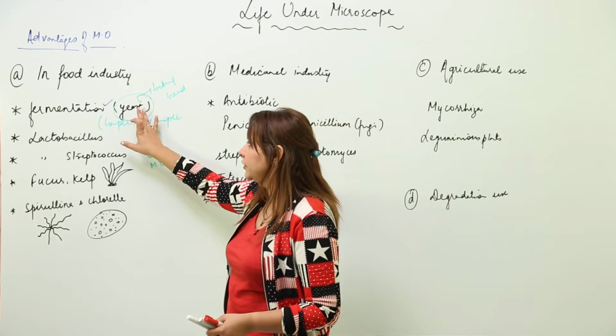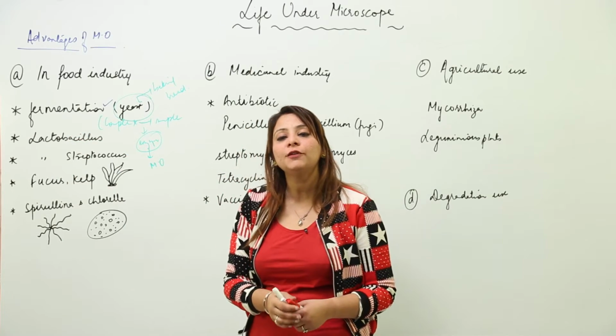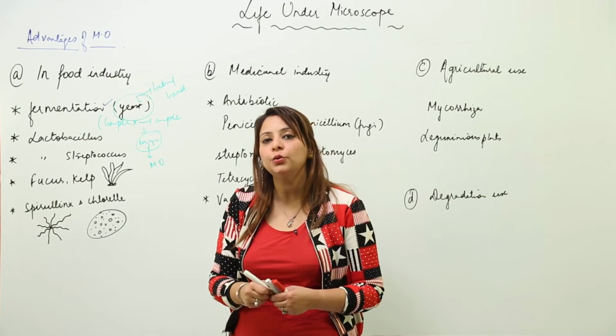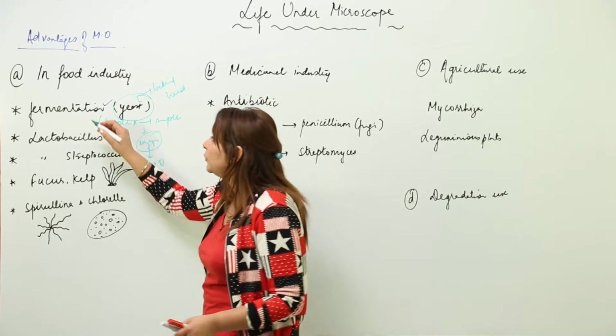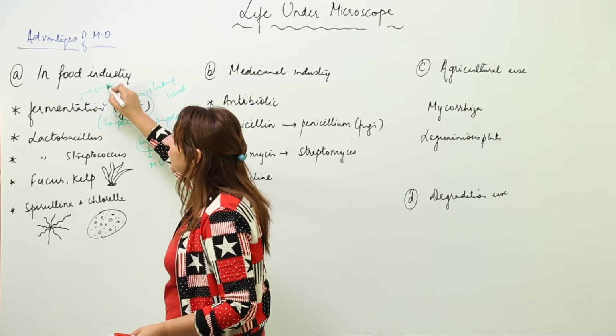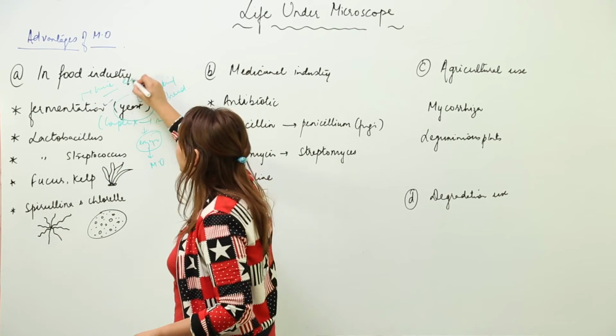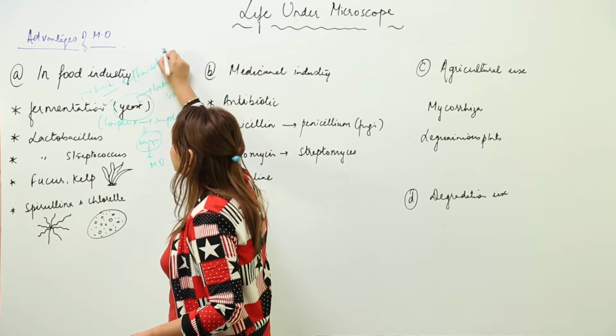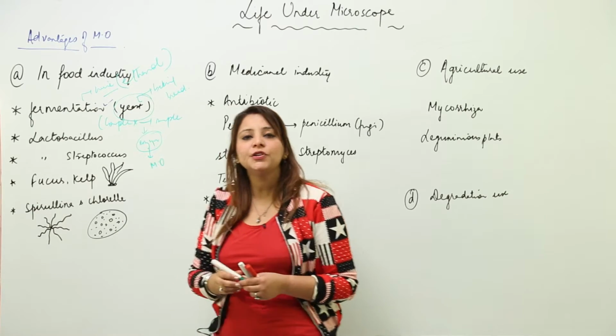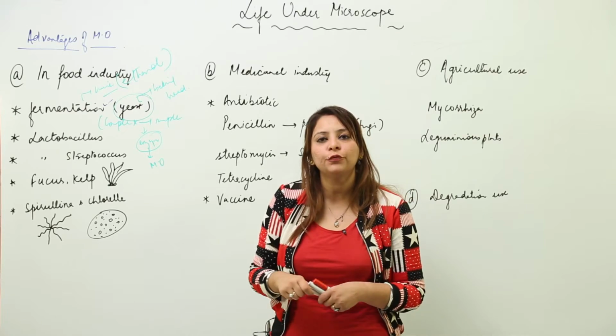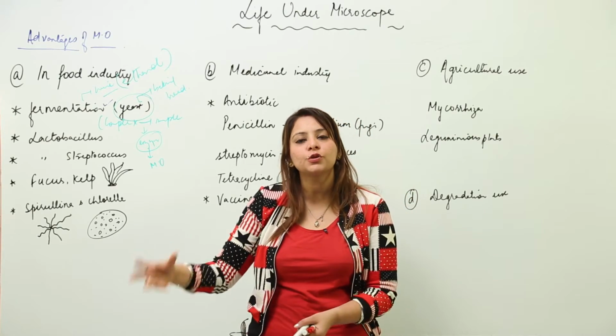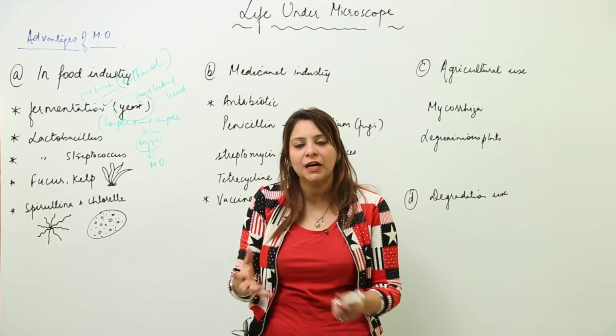So yeast is used in fermentation, and you know that fermentation is a process which is also used in the breweries for the production of hard drinks, that is the wine, because they contain the component ethanol. So fermentation is a process which is used in breweries in forming the ethanol, which is the major constituent of the wines or the hard drinks.